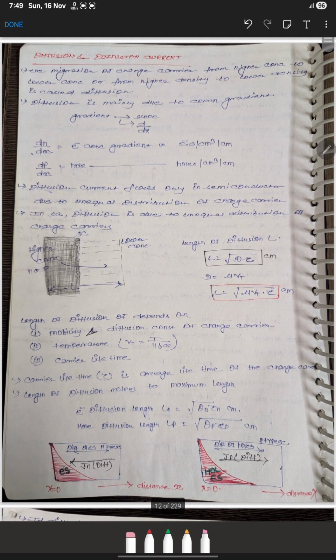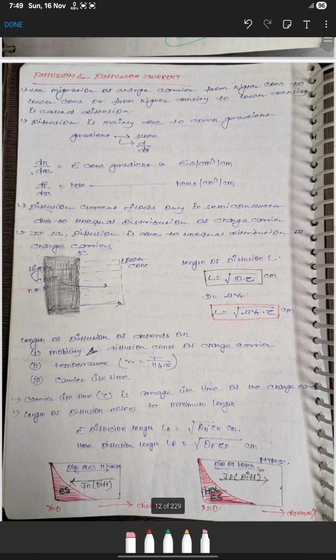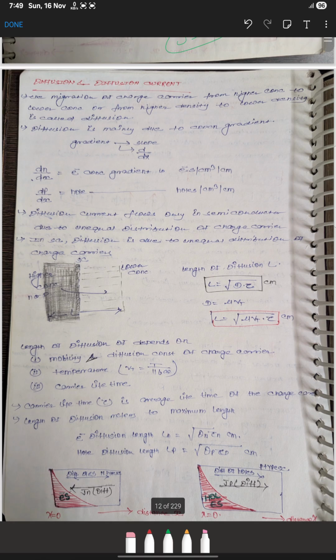Diffusion and diffusion current. The migration of charge carriers from higher concentration to lower concentration, or from higher density to lower density, is called diffusion. Diffusion is mainly due to the concentration gradient. Gradient is d upon dx. dn upon dx is the electron concentration gradient, in electrons per centimeter cube per centimeter. dp upon dx is the hole concentration gradient, in holes per centimeter cube per centimeter.